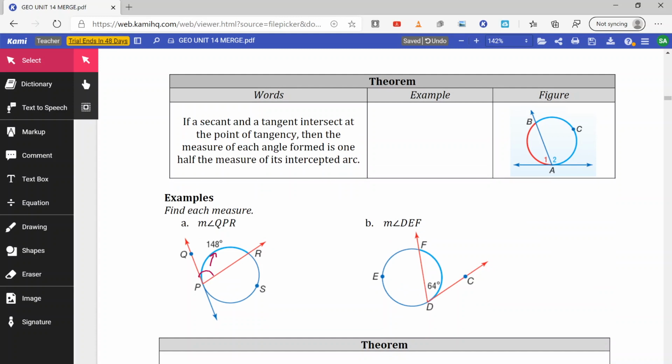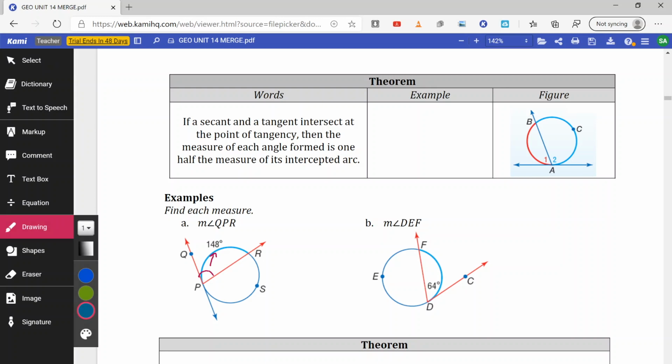Now another theorem we have is if I have a secant and a tangent intersecting at the point of tangency, the measure of the angle formed is half the measure of the intercepted arc. So again, a secant is a line that starts on the circle and runs through it. So we have our 2 points, and then a tangent is a line that just touches the circle in one specific spot. The angle formed in this scenario is half of the intercepted arc.